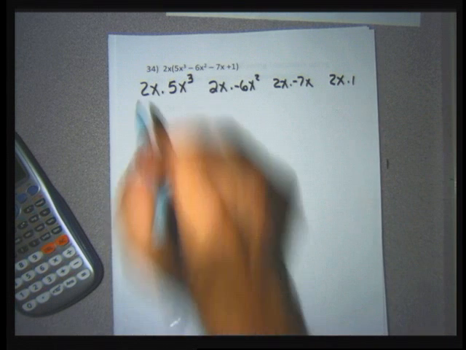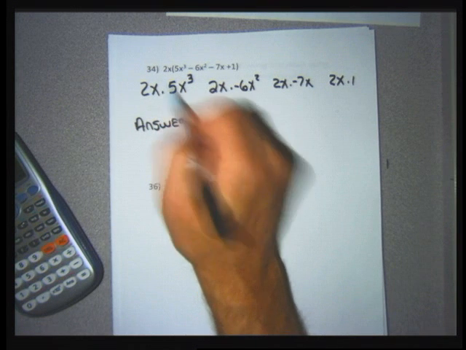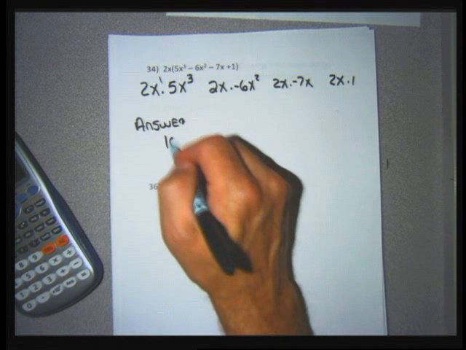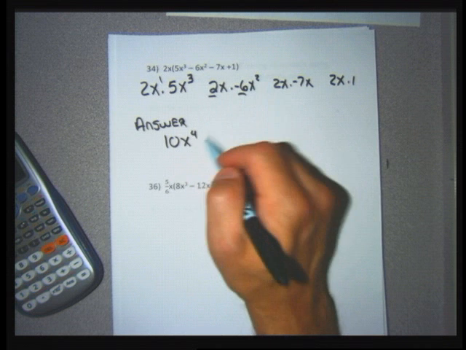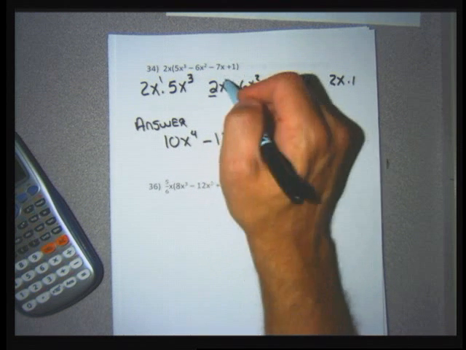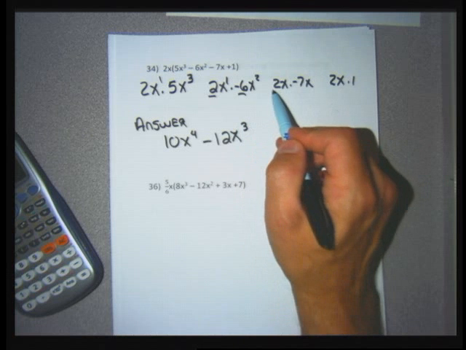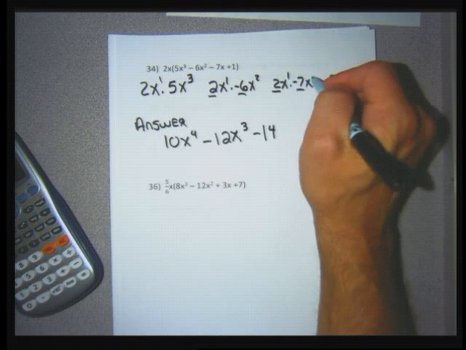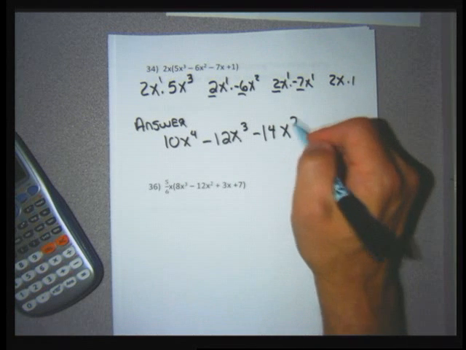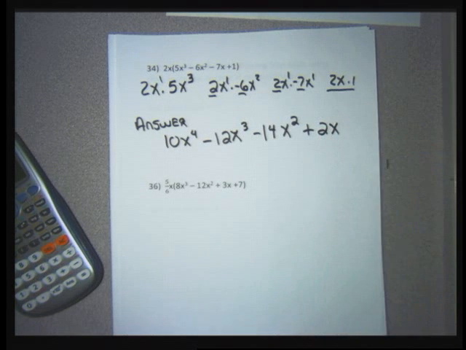First multiplication, you multiply the 2 and the 5, which gives me a 10. You add the exponents on the x's, which are 1 and 3, which is going to give me a 4. Second multiplication, positive 2 times negative 6 is negative 12. I add the exponents on the x's, which are 1 and 2, which gives me an x cubed. Third multiplication, I multiply 2 times negative 7 and get negative 14. Add the exponents on the x's and get an x squared. Last multiplication, anything times 1 is itself. I'll get a positive 2x. That's all there is for that.